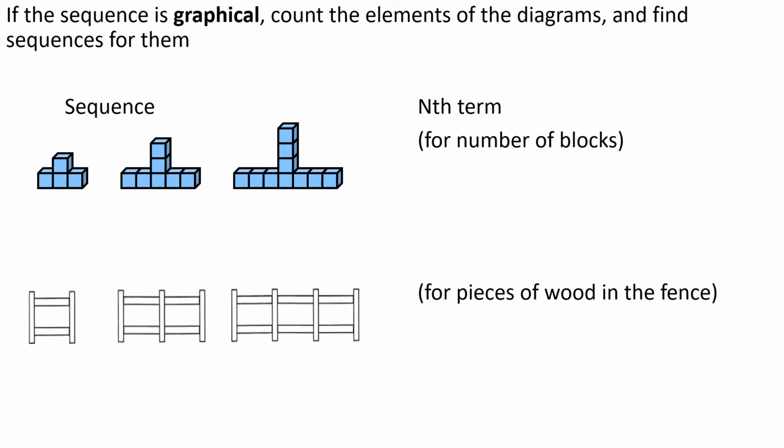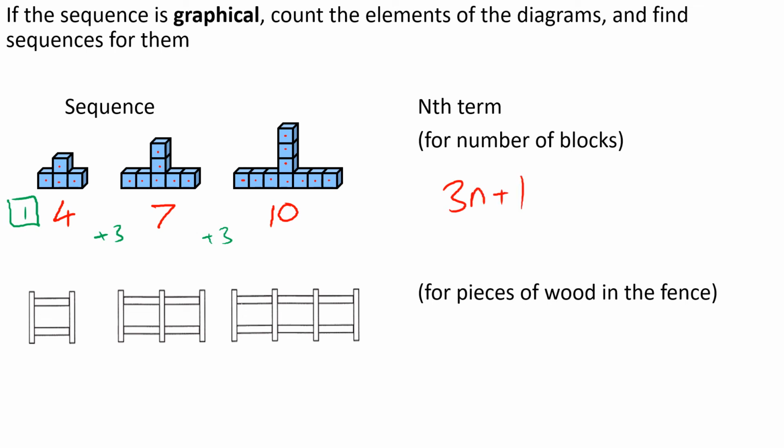What about if our sequence isn't just numbers and isn't fractions, but it's actually a diagram or a drawing? It's graphical. Well, in this case, we just need to count them. So we want an nth term for the number of blocks for this first question. Let's count the number of blocks we've got. We've got 1, 2, 3, 4. 1, 2, 3, 4, 5, 6, 7. 1, 2, 3, 4, 5, 6, 7, 8, 9, 10. And then just find the nth term for that. That's going up in 3s. Our zero term would be 1. So our nth term is 3n plus 1.